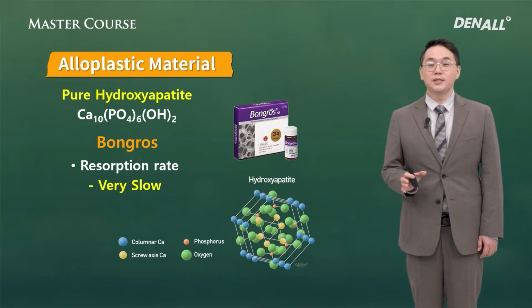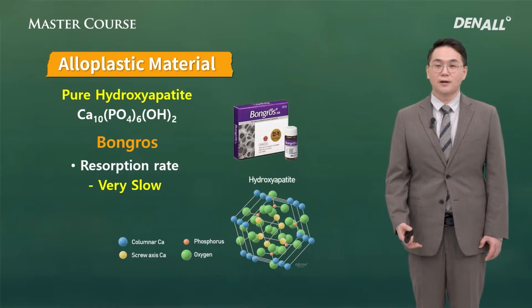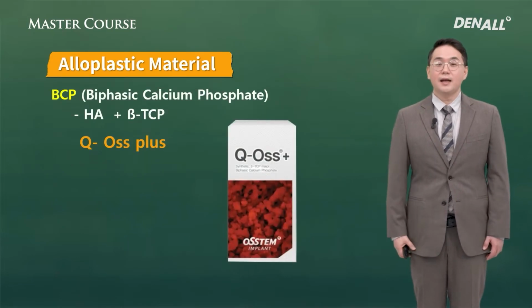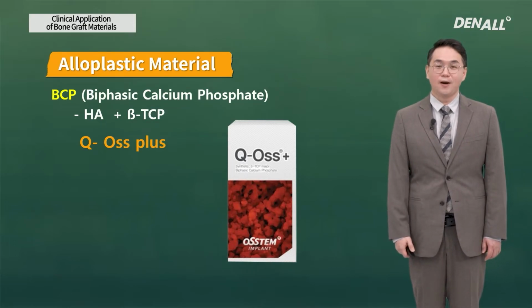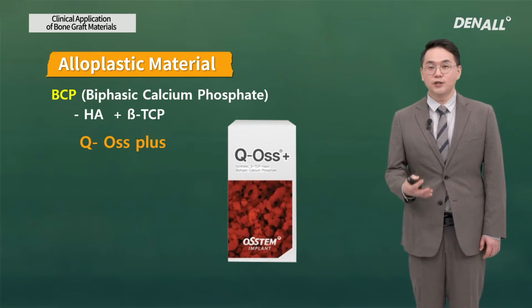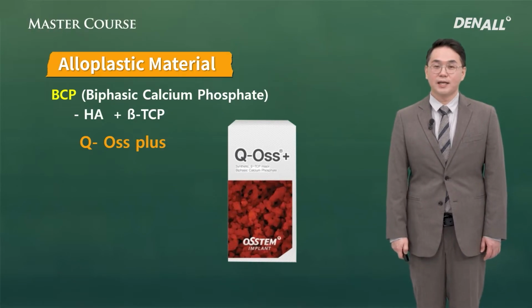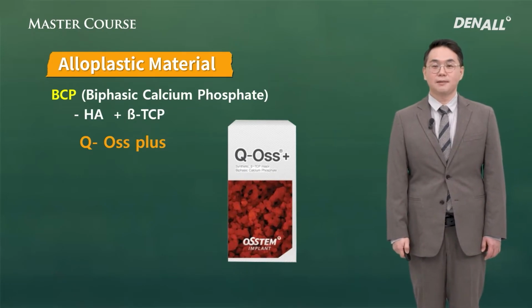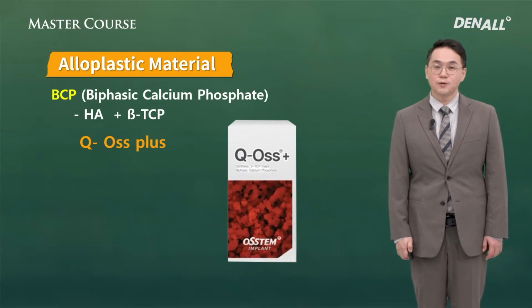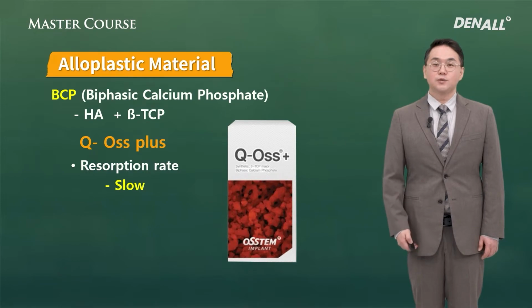Very fast resorbing ß-TCP is combined with slow resorbing hydroxyapatite. Through sintering, the heat treatment, they are combined into one phase, resulting in biphasic calcium phosphate. Hydroxyapatite and ß-TCP are not combined physically, but fused with heat treatment. This is called the BCP family. QOS plus of OSSTEM is the representative brand name. QOS is based on hydroxyapatite, so it is slow to be resorbed.